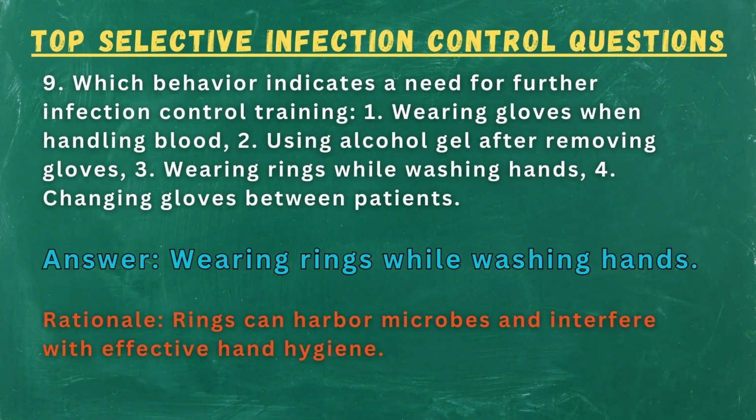9. Which behavior indicates a need for further infection control training? 1. Wearing gloves when handling blood. 2. Using alcohol gel after removing gloves. 3. Wearing rings while washing hands. 4. Changing gloves between patients. Answer: wearing rings while washing hands. Rationale: rings can harbor microbes and interfere with effective hand hygiene.